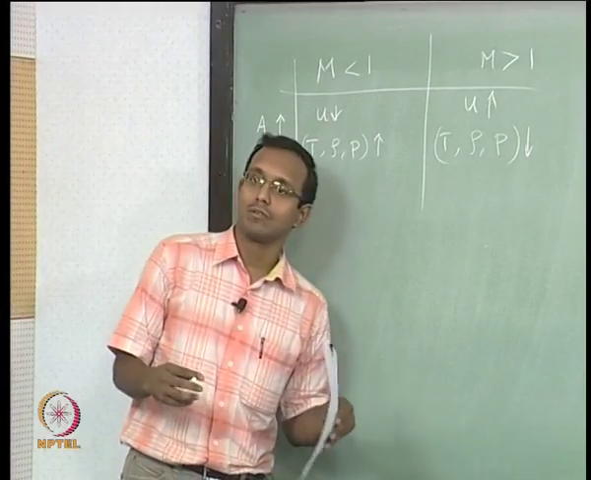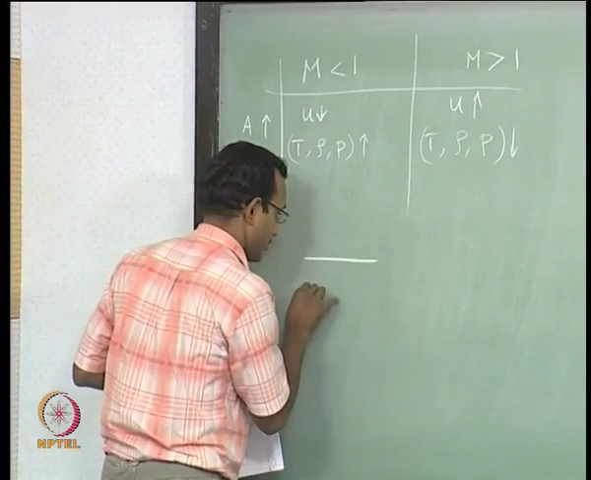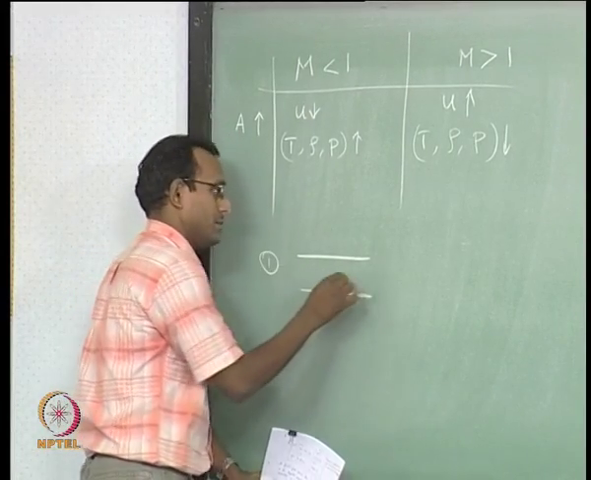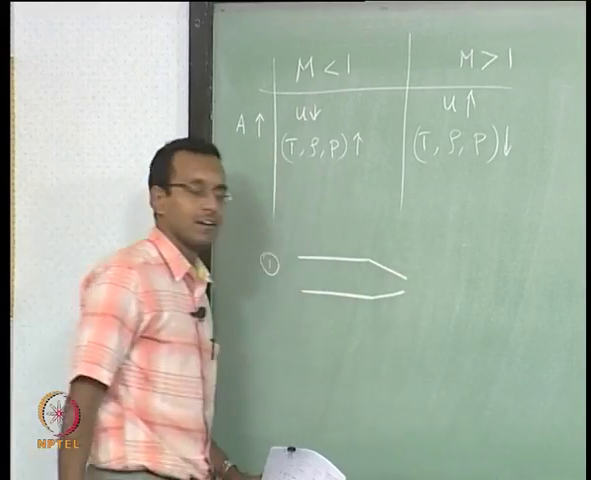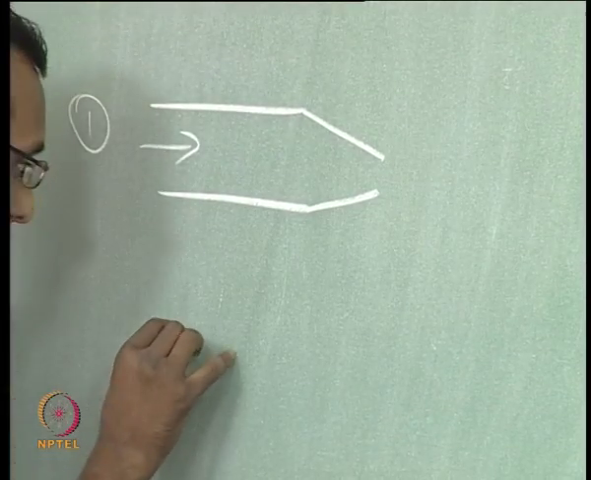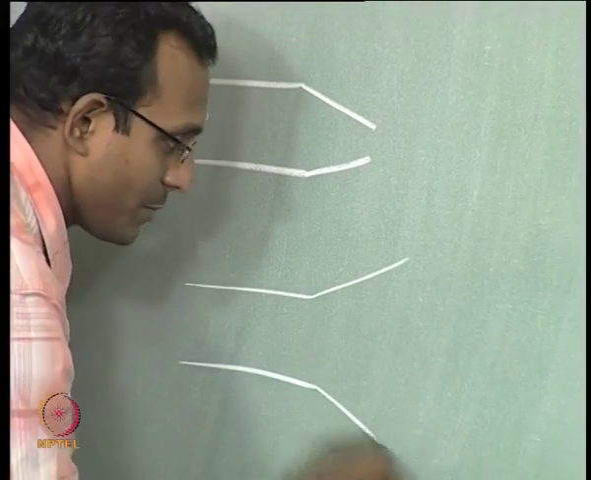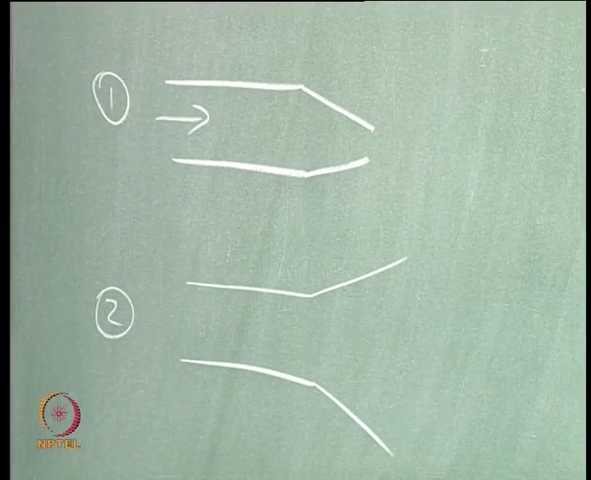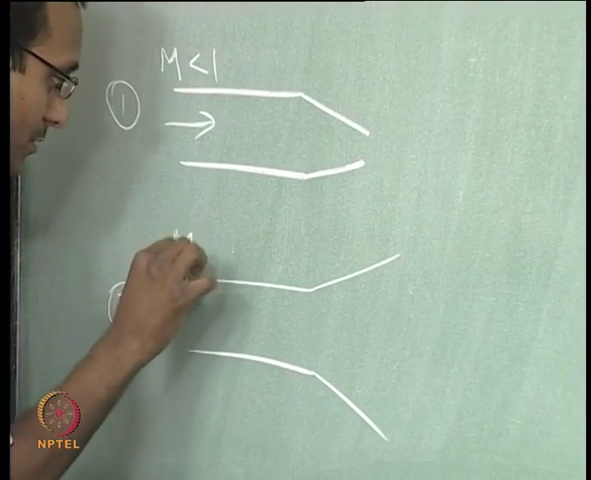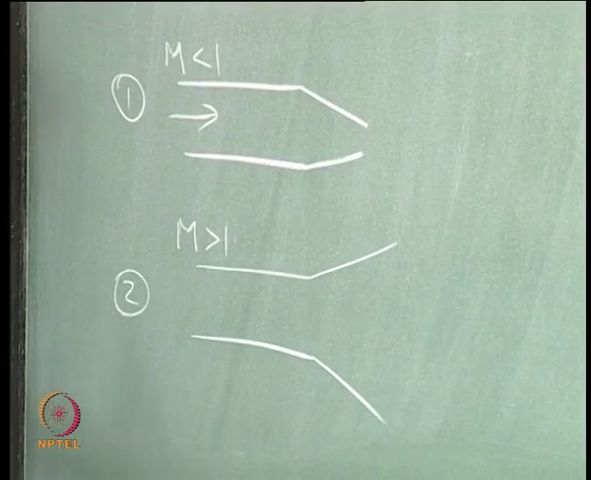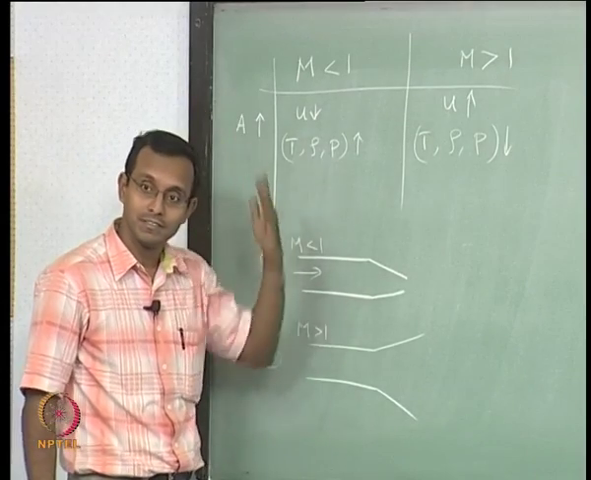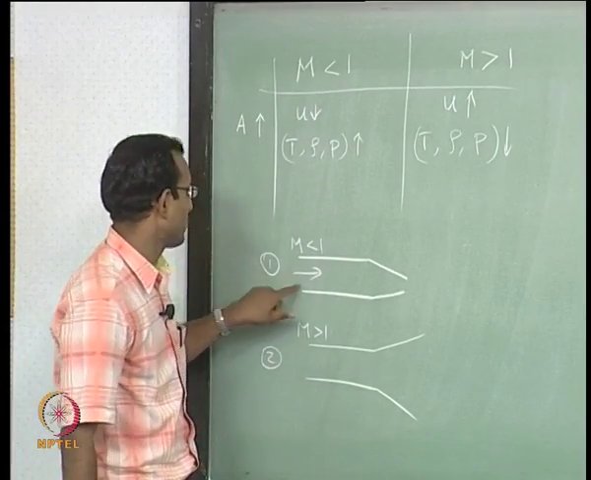So, let us say I have a flow through a duct, and I am going to have two cases. In case 1, I am going to decrease the area, flow is going through this duct. In case 2, I am increasing the area. Let us say here this is M less than 1, and here M greater than 1. What will happen in each of these cases to velocity?